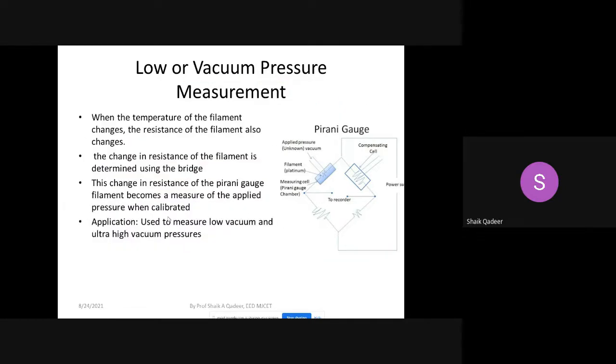Now, this is just an extension of that. We all know that when conductivity increases, the resistance decreases. That we can measure with the help of this Wheatstone bridge, and it is used for low pressure measurement in the range low vacuum to ultra low vacuum. I'll just make a change: low vacuum to ultra low vacuum pressure. Hope it is clear to everybody.